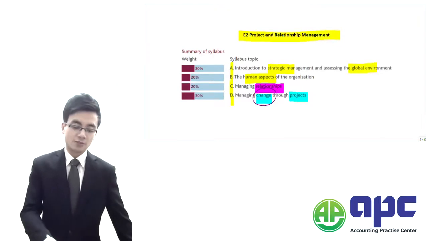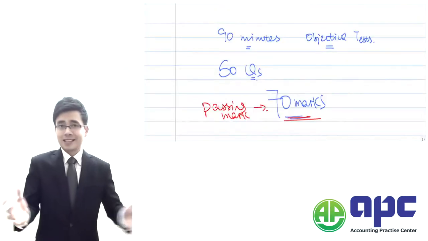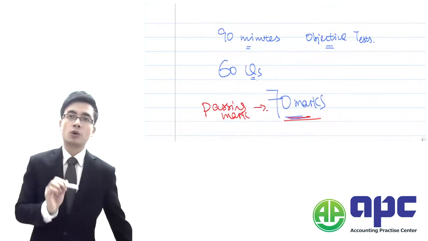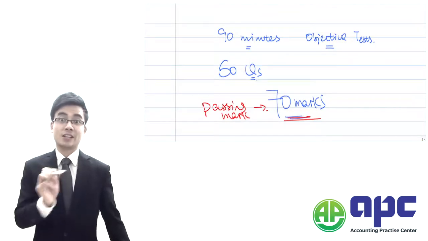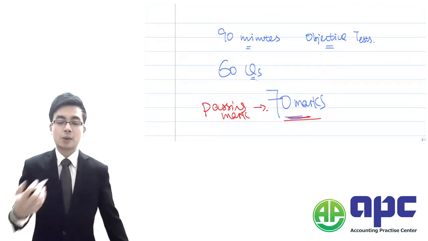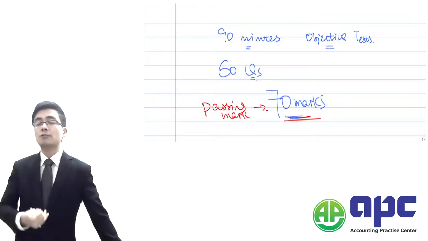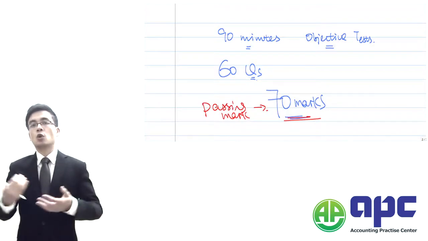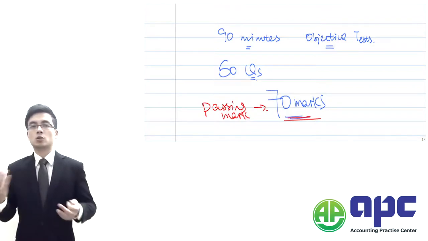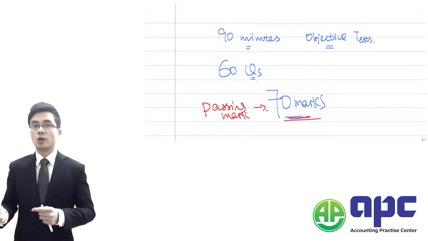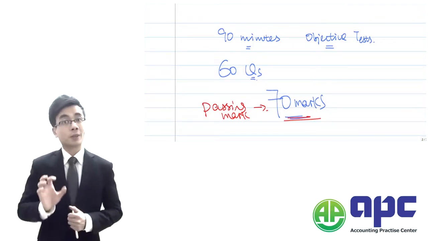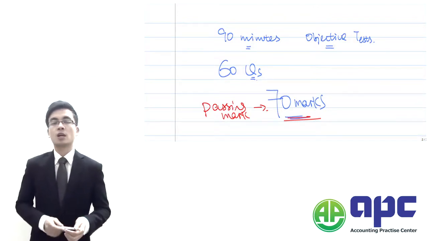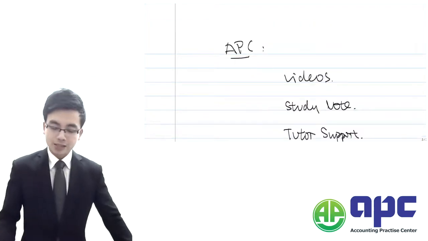And in part two of this video, this is where we're going to look at the assessment. There will be 90 minutes for you to tackle the exam with 60 questions, and the passing mark is 70 rather than 50 as in the past. The exam will mainly test you with objective test questions, including multiple choice questions, drop-down boxes, number entry, and yes or no type questions. Of course, those will be detailed in our study notes, as well as the examples that we will go through in due course.